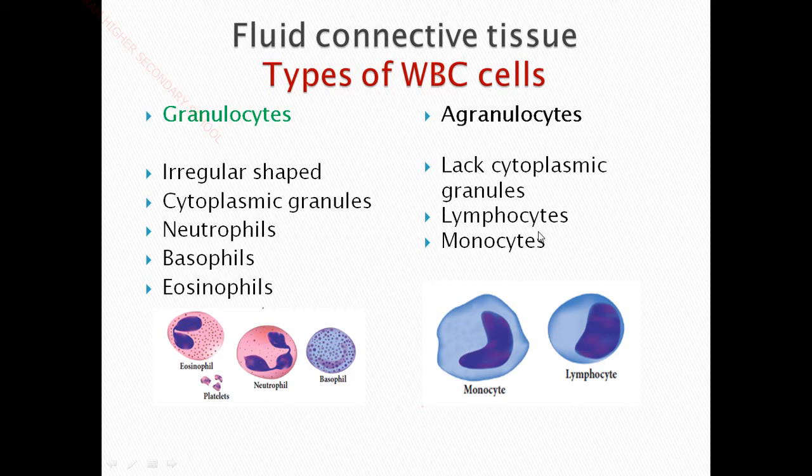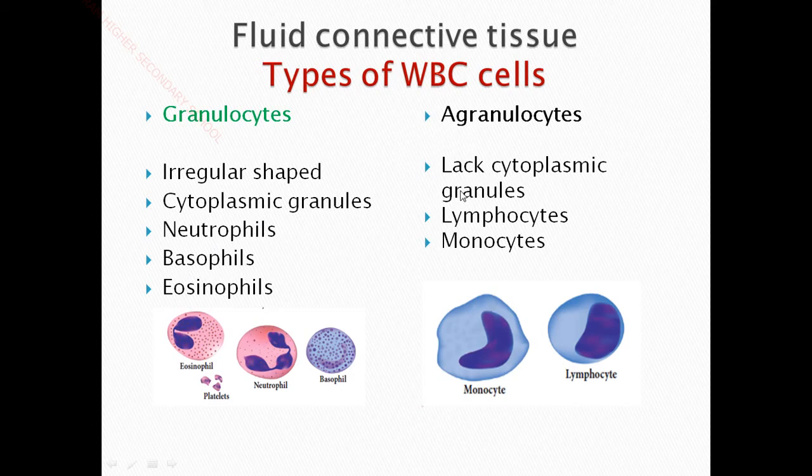So this is the major difference between granulocytes and agranulocytes. These cytoplasmic granules are present, and they are of various types such as neutrophil, basophil and eosinophil. So neutrophil, basophil and eosinophil are the types of granulocytes, types of WBC cells.